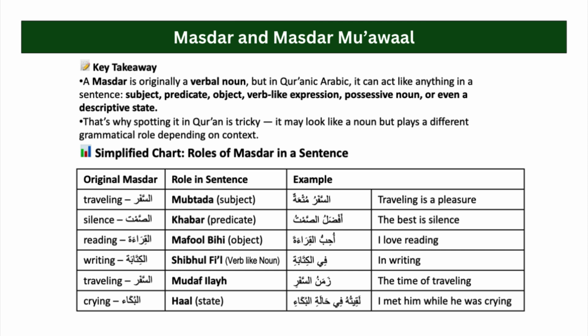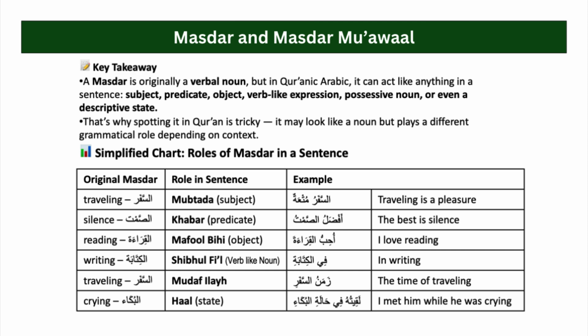Second row, masdar as khabar. The masdar is as-samtu, meaning silence. Here, it is used as the khabar. The example, afdalus samtu, the best is silence. So in this case, the masdar is not the subject, but the information about the subject. It completes the meaning.